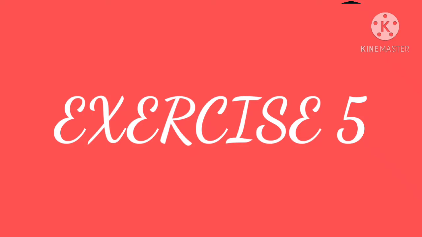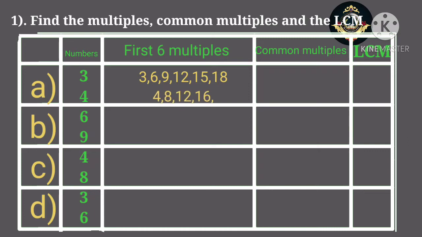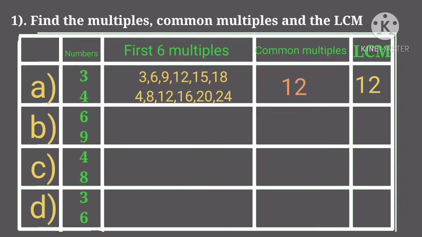Now we will solve exercise 5. First sum, find the multiples, common multiples and the LCM. First number 3 and 4. Multiples of 3 are 3, 6, 9, 12, 15, 18. And 6 multiples of 4 are 4, 8, 12, 16, 20, 24. Common multiples are only one, that is 12, and LCM is 12.